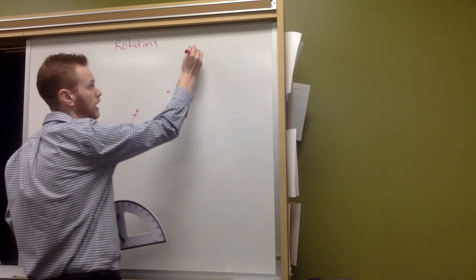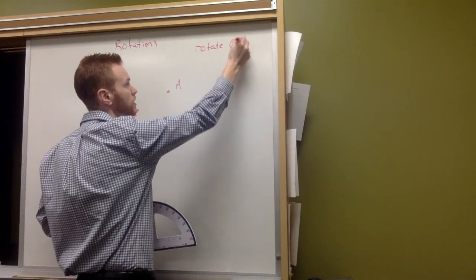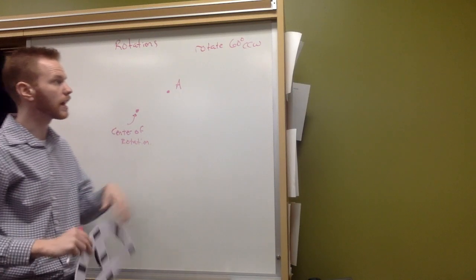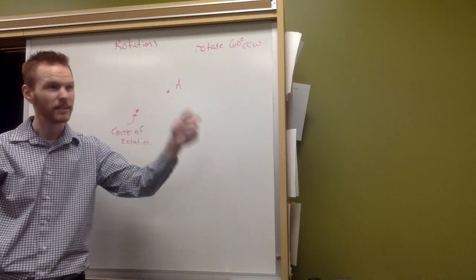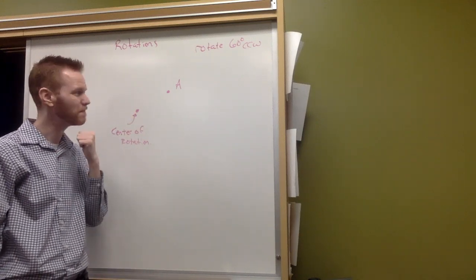And just randomly, I'm going to rotate this 60 degrees counterclockwise, okay? Now, I'm going to abbreviate counterclockwise as CCW. Makes it a little bit easier. So that we don't have to rewrite that word constantly. All right, abbreviations are awesome.